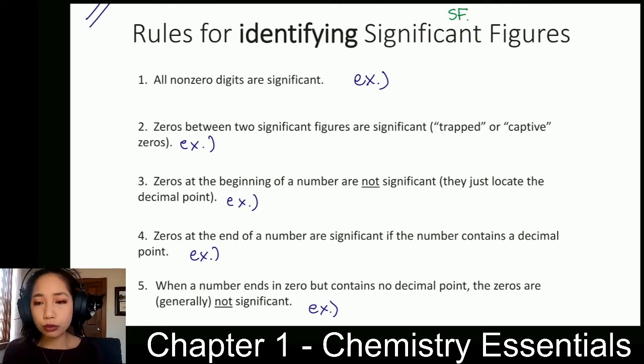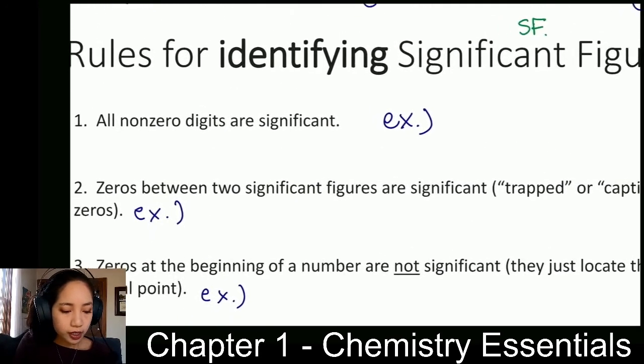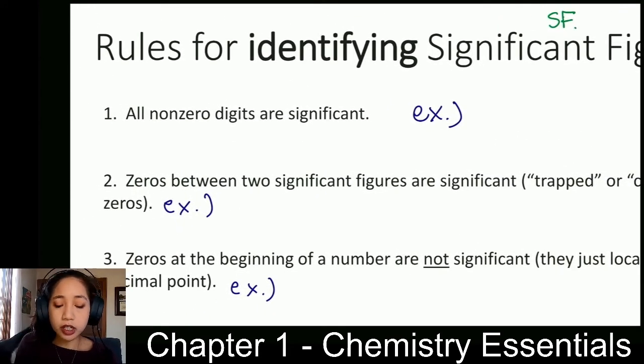We'll go through those here and I'll give some examples, but really it just takes practice in order to recognize what digits are significant, which ones aren't, and how to use significant figures in calculations, which we will go over within this lecture video. All right, so the rules for identifying sig figs. The first rule is that all non-zero digits are significant.